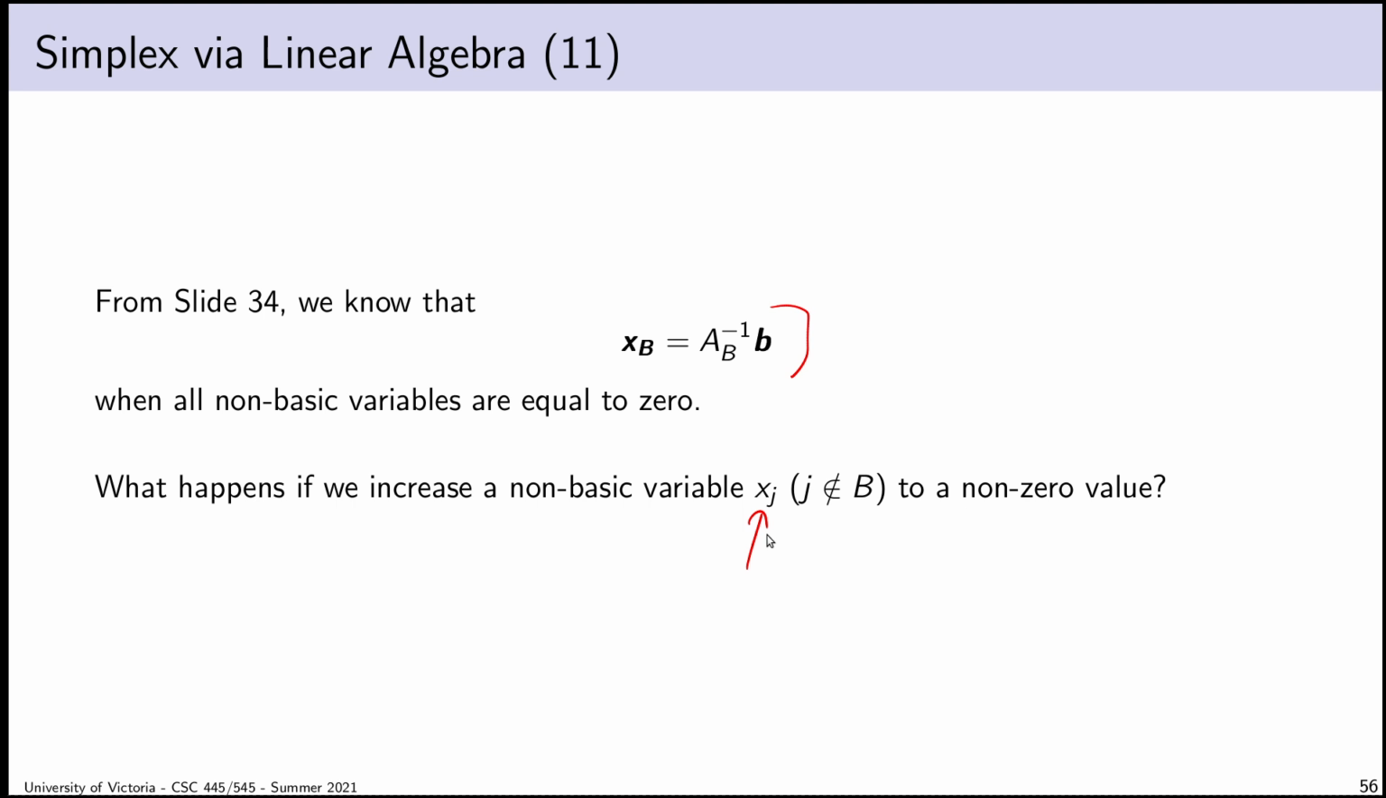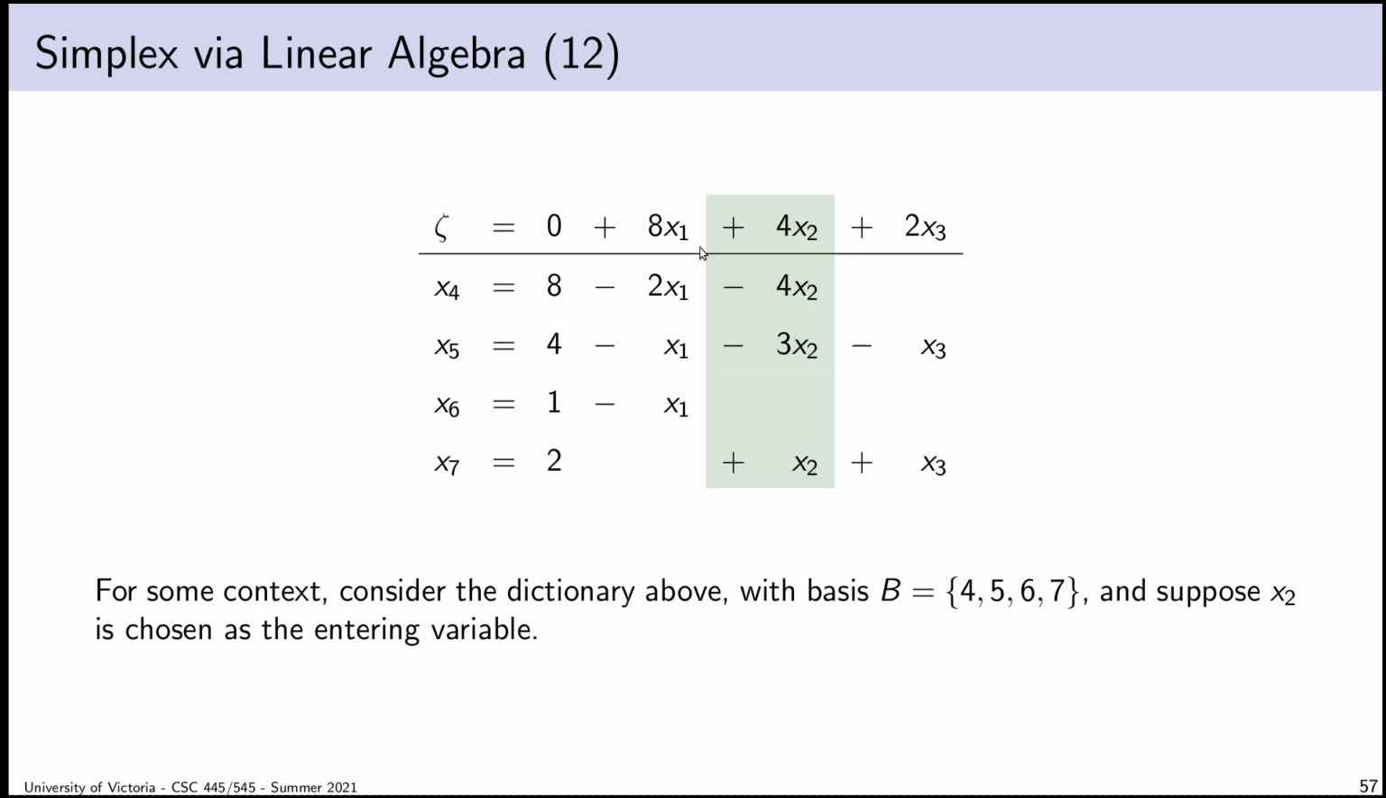We will, however, increase it as much as possible, and that will result in one, maybe more than one, but certainly one basic variable going to 0. That will, of course, be our leaving variable. It will leave the basis and xj will take its place. The issue is we need a little bit more information than we can get out of formulas like this.